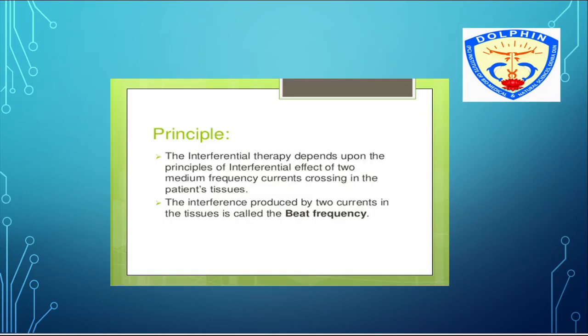Mainly, what is the principle of interferential therapy? It depends upon the interferential effect of two medium frequency currents. For example, 4000 hertz and 3950 hertz frequencies are used in the IFT procedure, and the interference produced by the two currents in the tissue is called the beat frequency. The crossing point of both currents is formed in the tissue, and this is called the beat frequency.